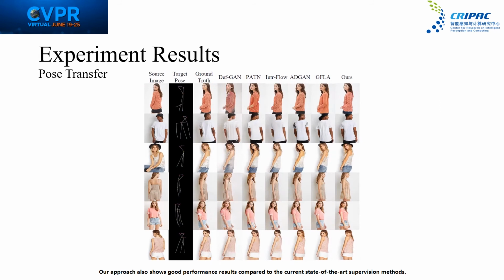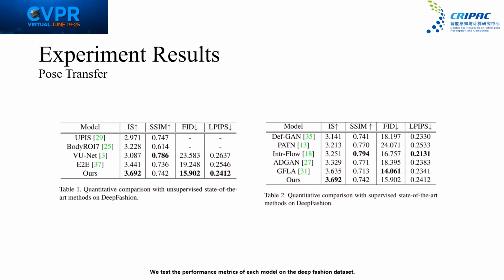Our approach also shows good performance compared to the current state-of-the-art supervised methods. We test the performance metrics of each model on the DeepFashion dataset. Our approach achieves the best results among the unsupervised methods. In contrast to the supervised methods, our model's performance can also reach a high level. It is comparable to person image generation methods trained in a fully supervised form.